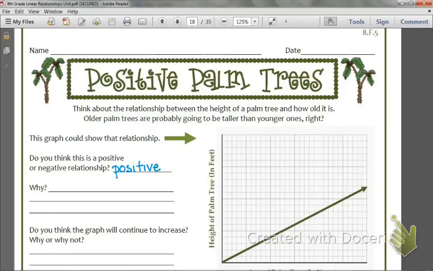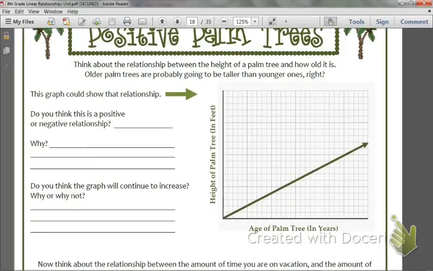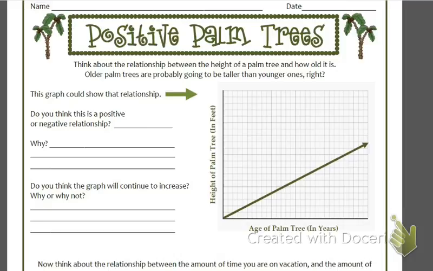Okay, there's a bunch of different reasons that we could show. I'm going to scoot my page up a little bit. Okay, so why do we think it is positive? Let's use the words. Let's look at the labels. So this first one on the x-axis, the age of the palm tree is increasing, and then the height is increasing. Okay, so we have to be logical about this.